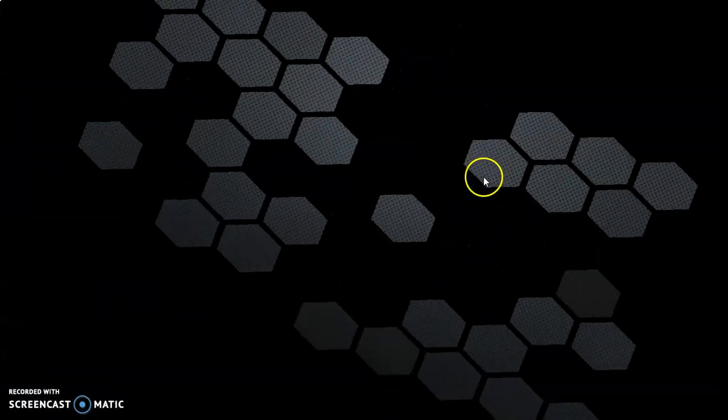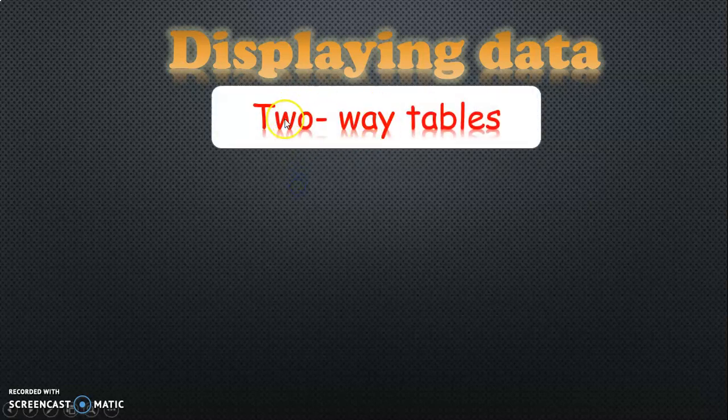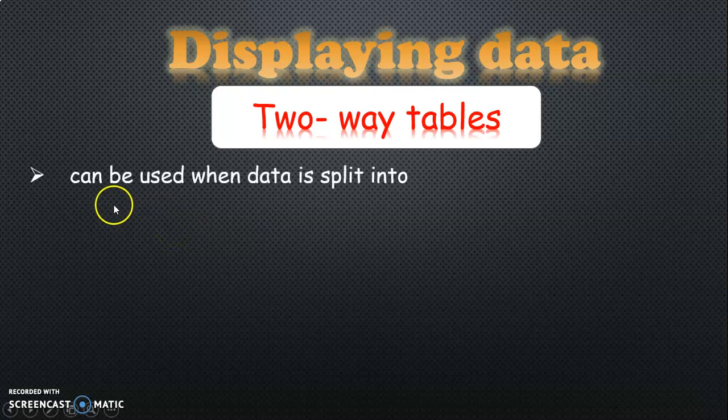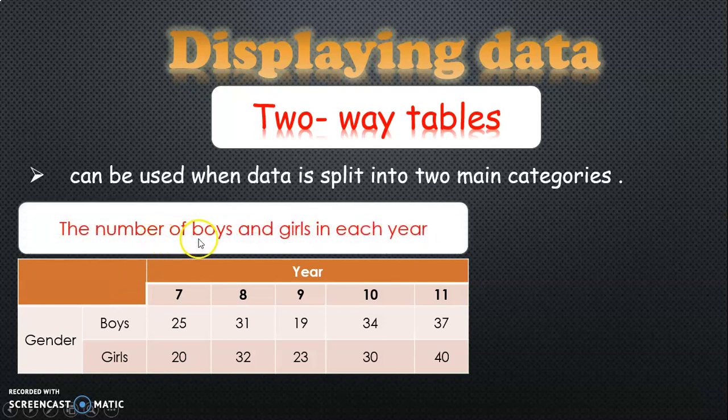After collecting data, what we need to do is display the data. There are many ways to display data. The first one is what we call two-way tables. A two-way table can be used when data is split into two main categories. This table is about the number of boys and girls in each year. Because we want to know the separate numbers of boys and girls, this is what we call two-way data. So we split the boys and the girls.